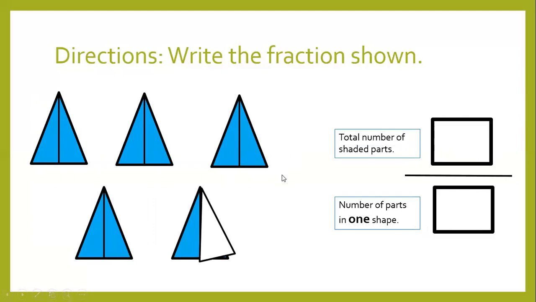Another example, we're going to do it the same way. We're going to look at the number of parts in one shape. When I look at one triangle, it is separated into 2 parts. For our numerator, we're going to look at the total number of shaded parts. So we have 2, 4, 6, 8, and 1 more makes 9. So our fraction is 9/2.